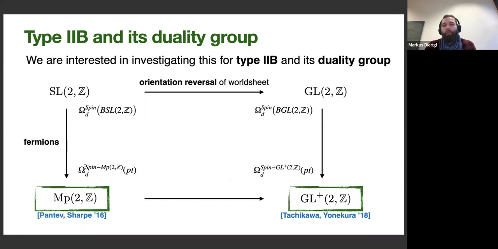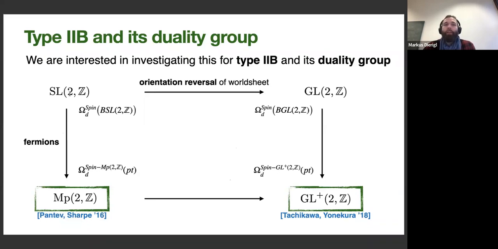This is known as twisted spin structures. One of the most famous examples would be a spin C structure, where we have the mixing of a U(1) gauge bundle with a spin structure of the manifold. So in our case, this would be the spin Mp(2,Z) structure.